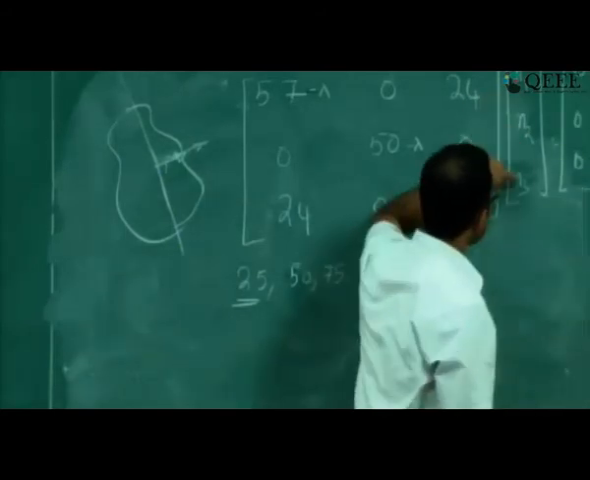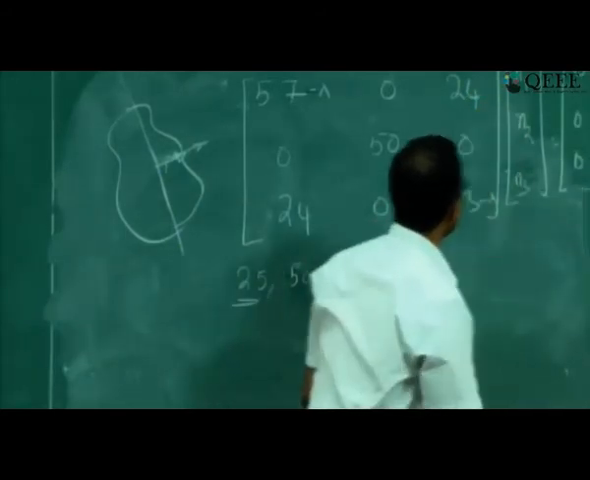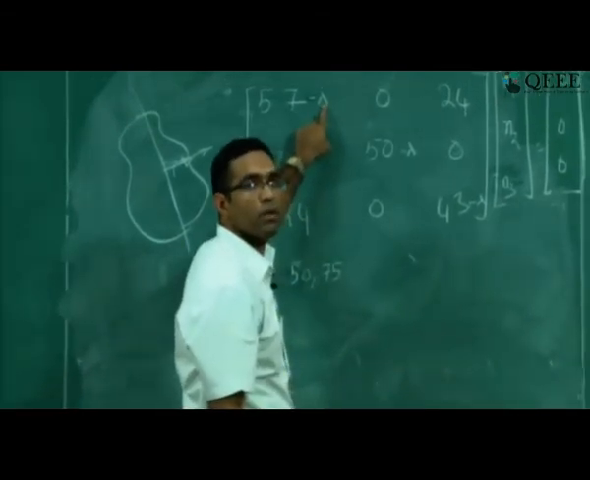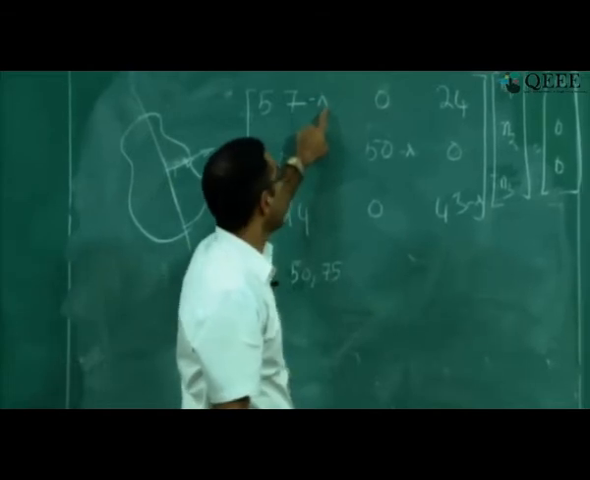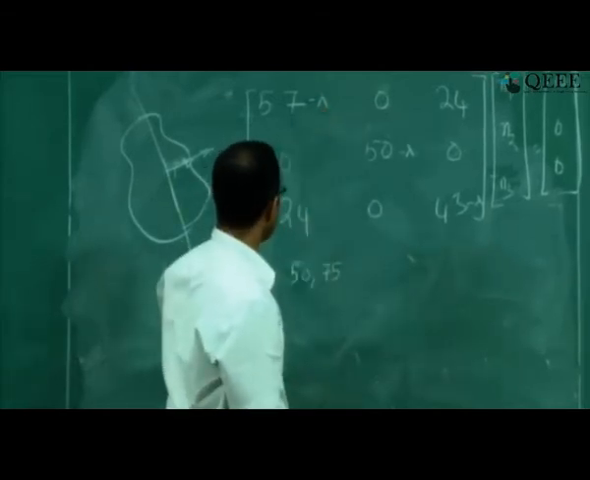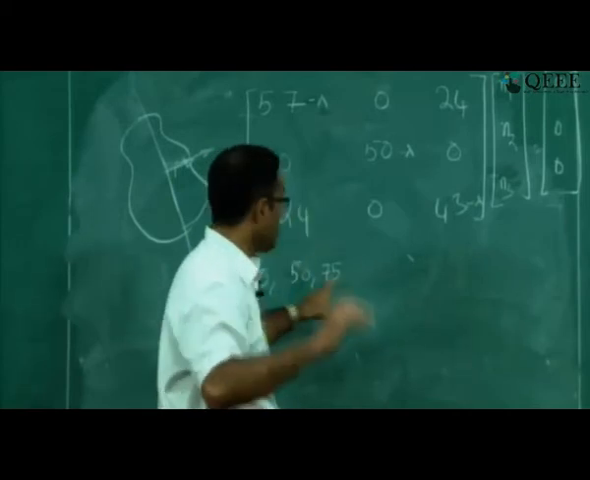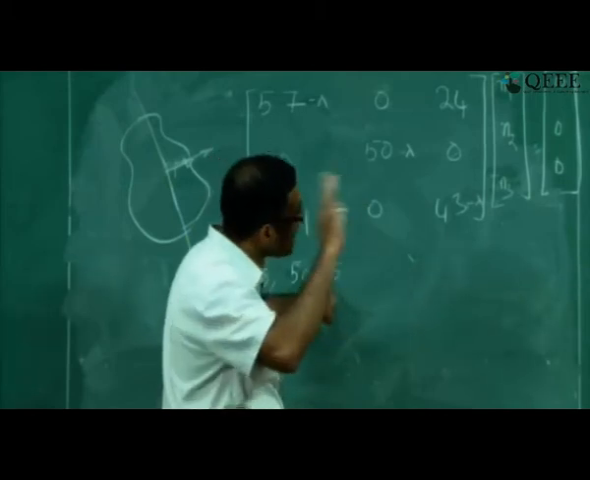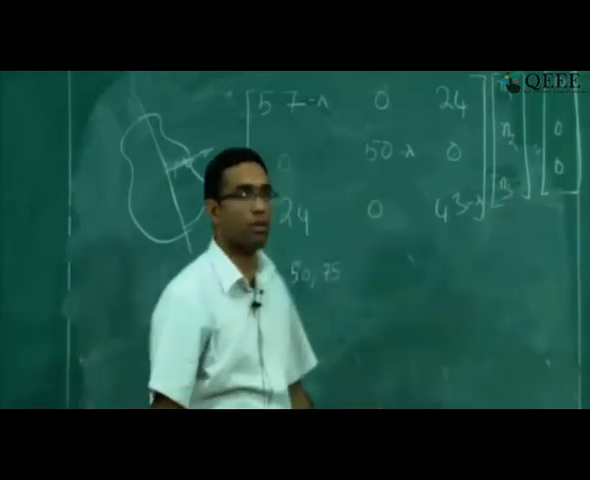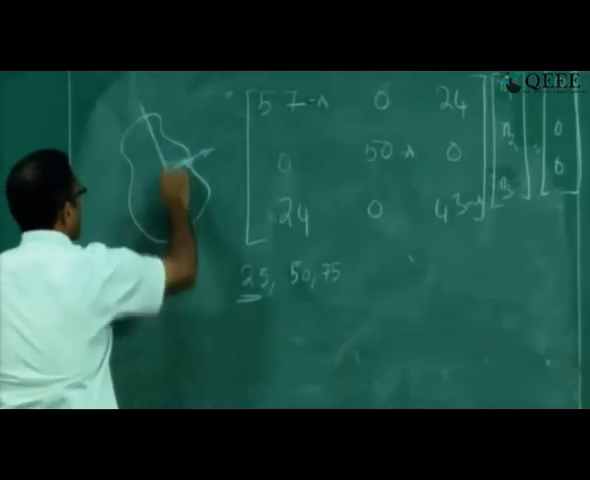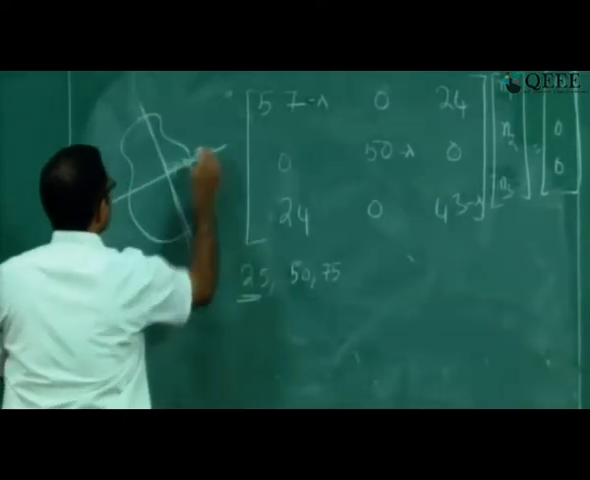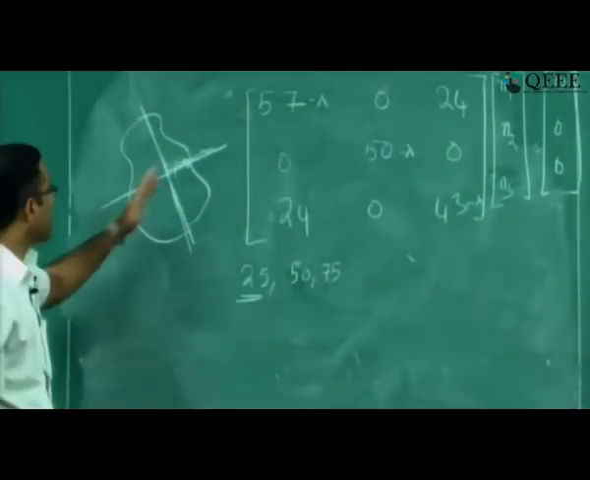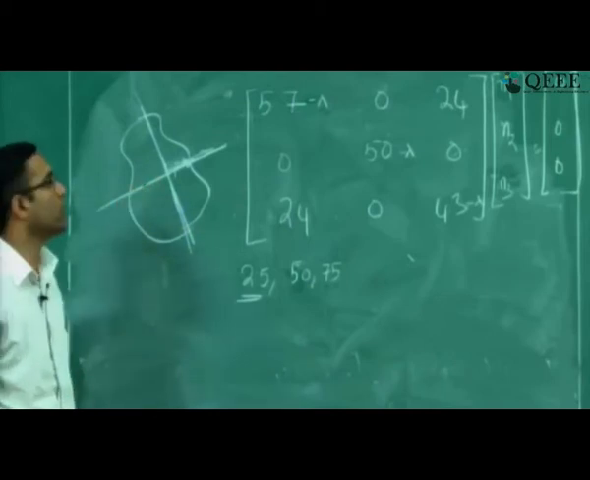Remember, n1, n2, n3 are the direction cosines of the normal corresponding to the principal value, the value lambda. This lambda can be either 25, 50 or 75. For each of these three principal values or principal stresses, you will find three such normal vectors. That means there can be a vector like this, there can be a vector like this, and there can be another vector going through the board which is essentially perpendicular to the other two. The normals will be perpendicular to the other two.